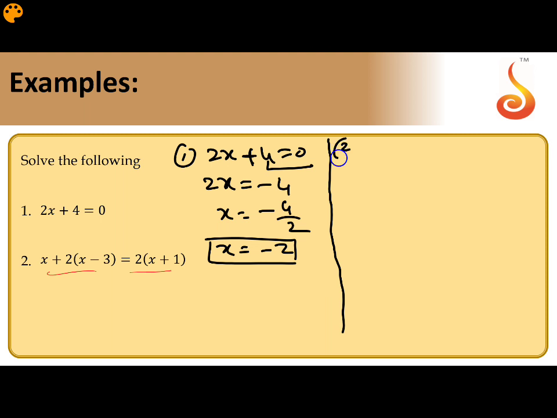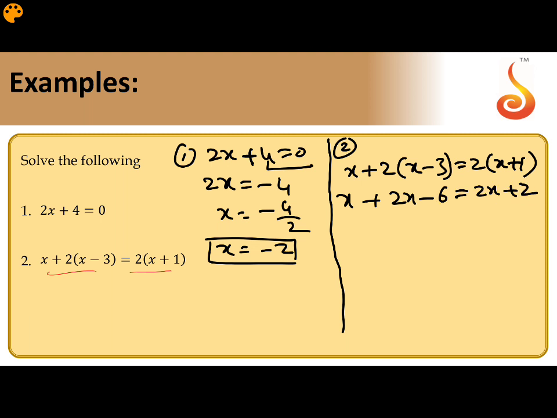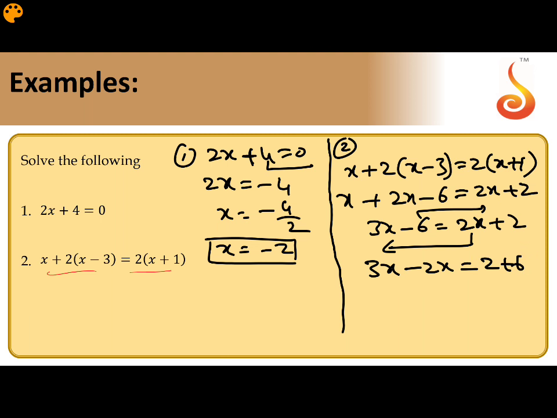So comes to the second one. The second one, x plus 2 into x minus 3 equal to 2 into x plus 1. So let us take x plus 2 into x, 2x, 2 into 3 minus 6, equal to 2x plus 2. So x plus 2x, 3x minus 6 equal to 2x plus 2. So rearrange the terms. X terms bring on the left side and constant take on the right side. So 3x, if you take 2x this side, minus 2x equal to 2 plus 6. Then 3x minus 2x is x. X equal to 8 is the solution for the second equation.